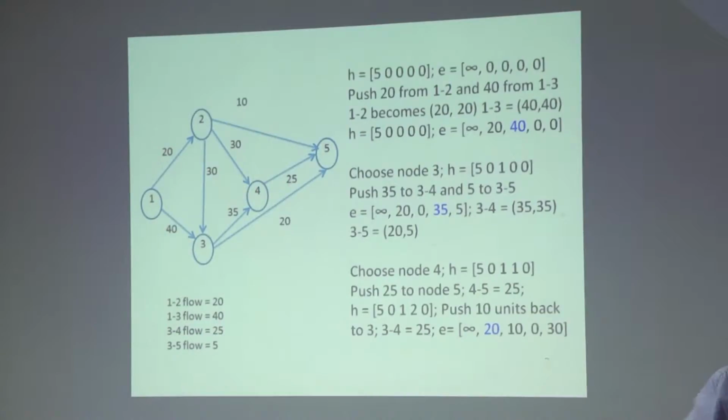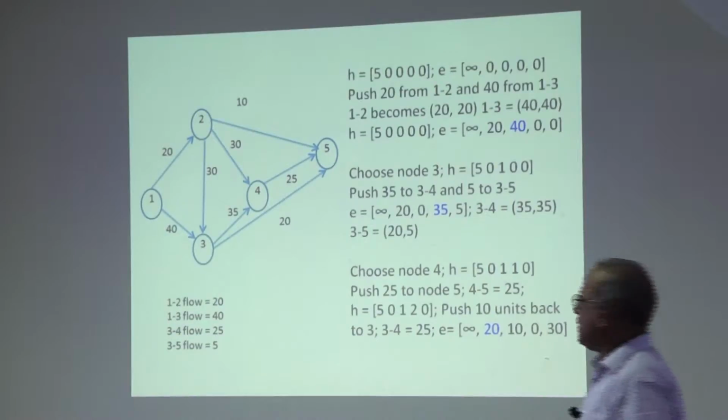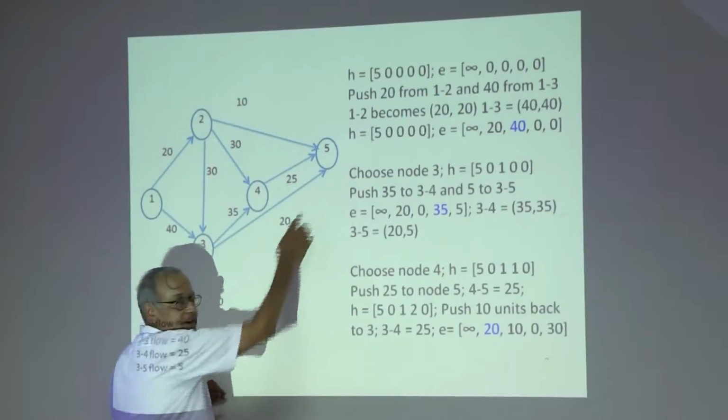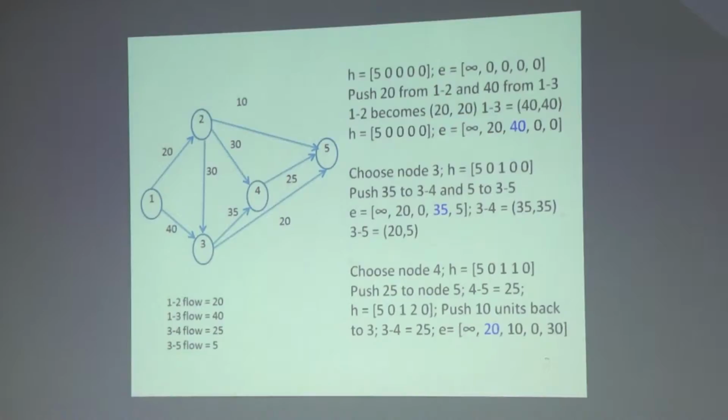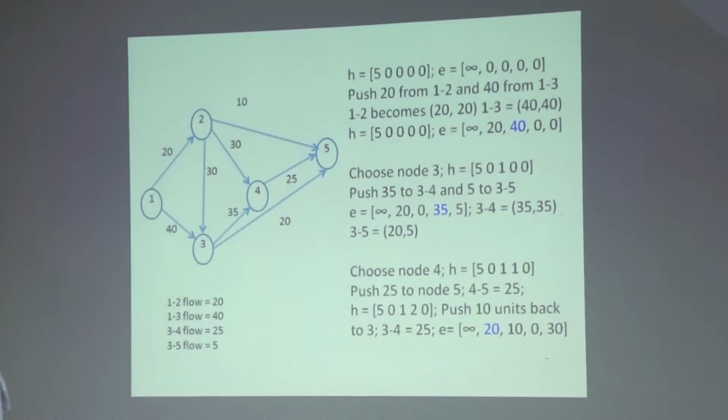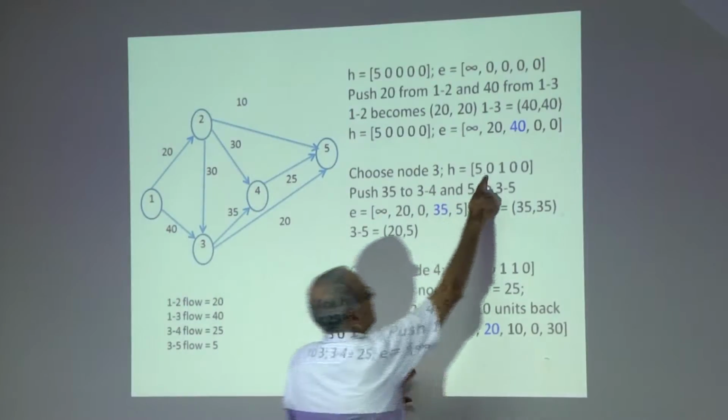This 40 has to go. Right? 40 has to go. Now look at 3, and from 3 I can send 3 to 4 and 3 to 5. But 4 and 5 have height 0, 0. So it cannot flow. So what do you do? Increase the height of 3 by 1. Right? So 3 becomes 5, 0, 1, 0, 0.